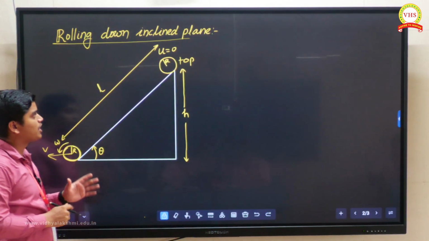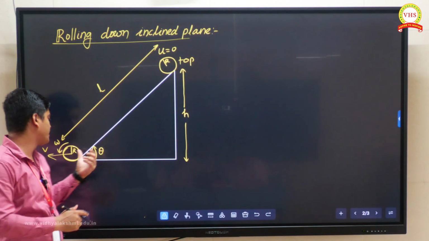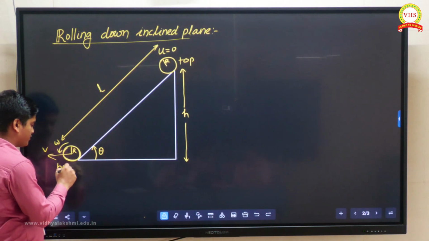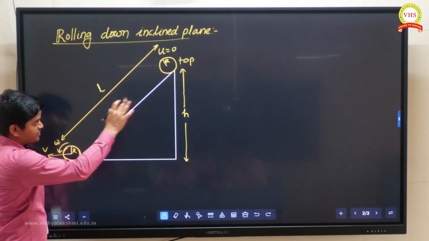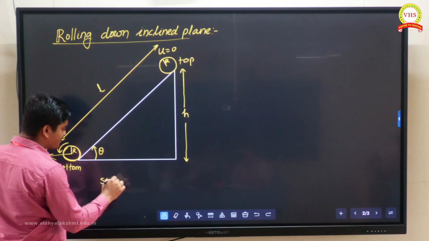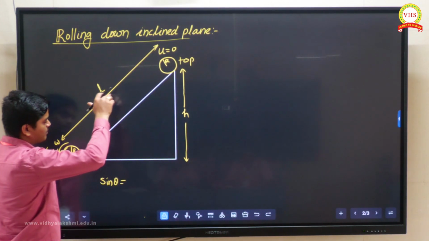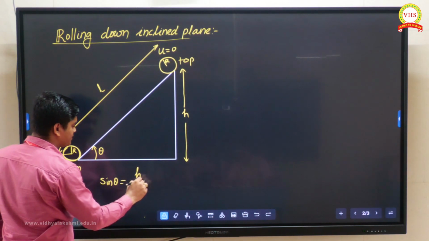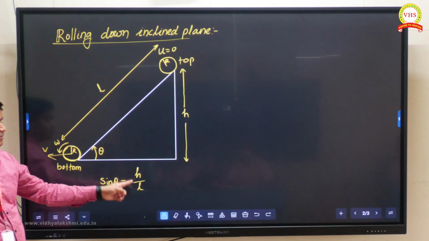So now this is an inclined plane. One object is rolling here from the top, and this is the bottom point. Now from this picture I can understand sine theta. Sine theta is perpendicular by hypotenuse, so I can write it as h by L. Sine theta equals h by L.